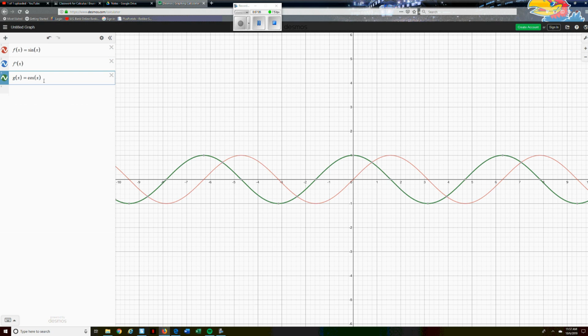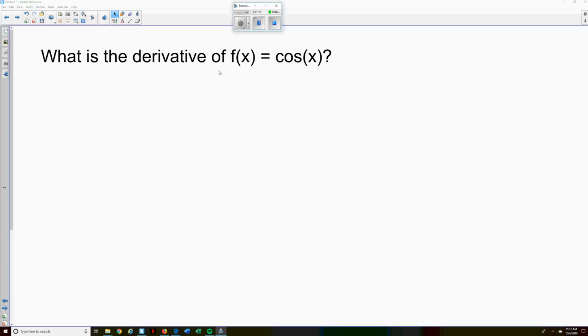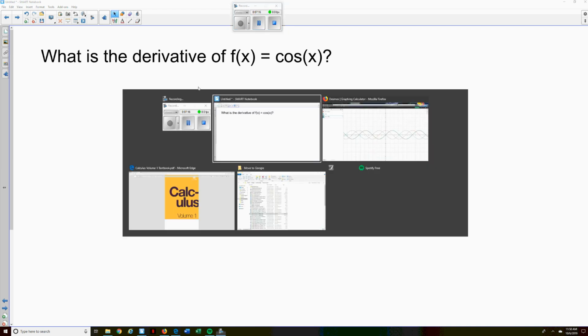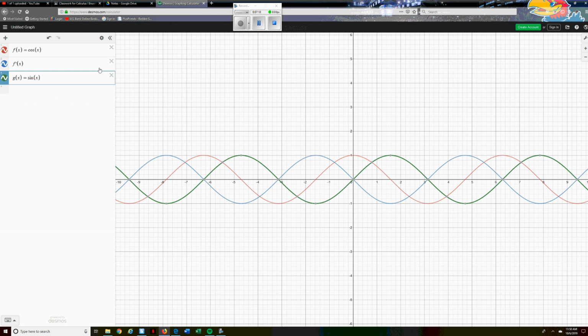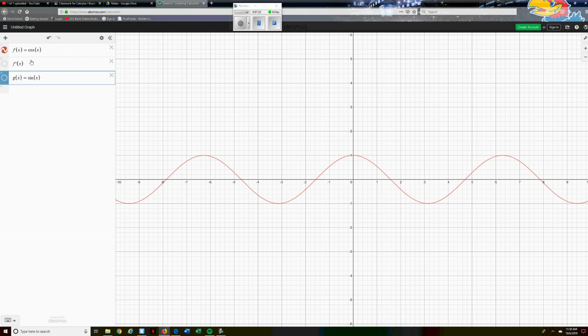Okay, so what happens if I change this to cosine x? Let's see what happens. Okay, the question is, what is the derivative of cosine x? Let's go back to Desmos. All right, so there's the cosine x. There's its derivative. It looks very much like what we've seen.